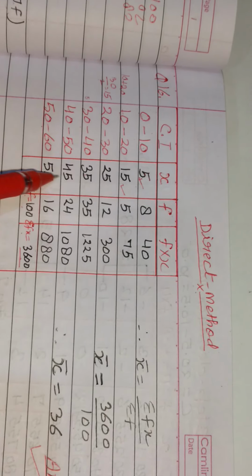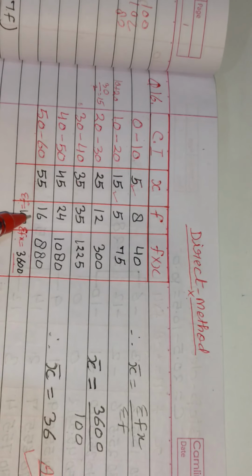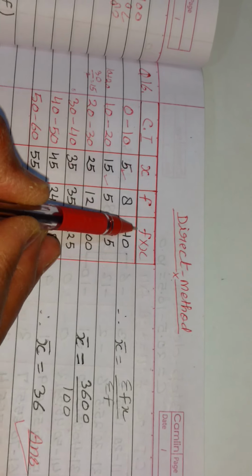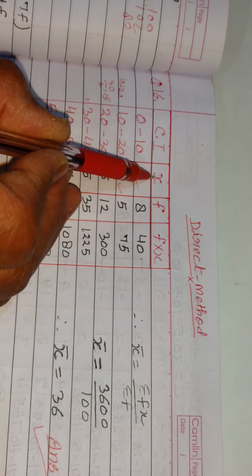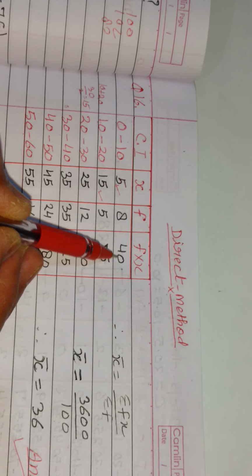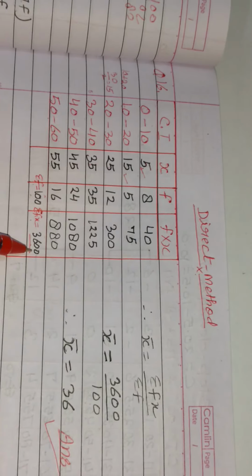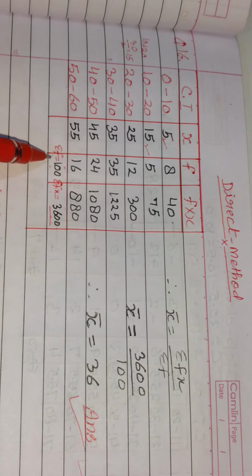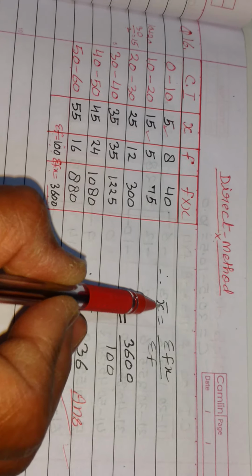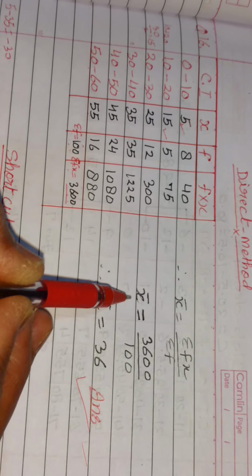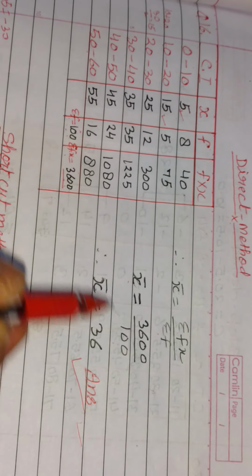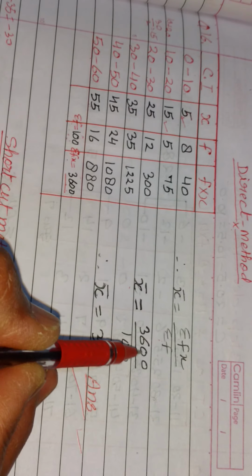This way you will form X, and F is already given here. In the direct method, we make a table for Fx. X is this, F is this, multiply 5 into 8 is 40, and so on. Then sigma Fx, if you add, is coming 3600, and sigma F is coming 100. So X bar equals sigma Fx upon sigma F. X bar equals sigma Fx, which is 3600, upon sigma F, which is 100. Substitute this value.